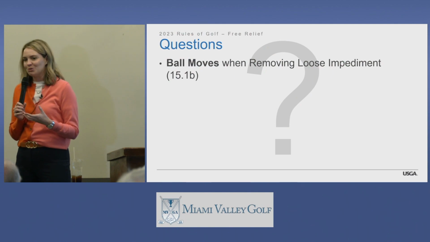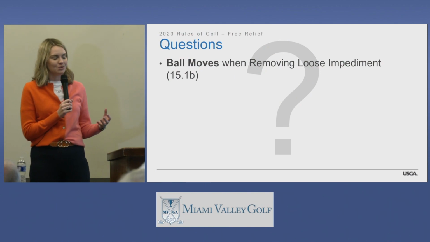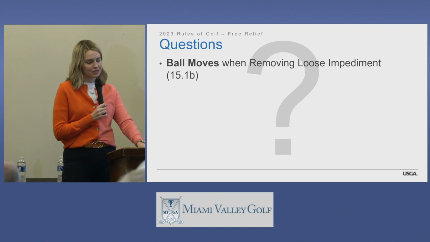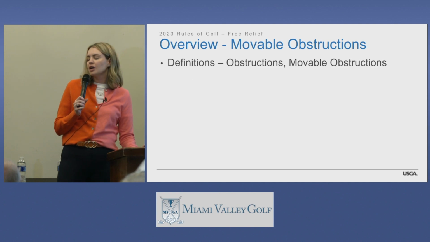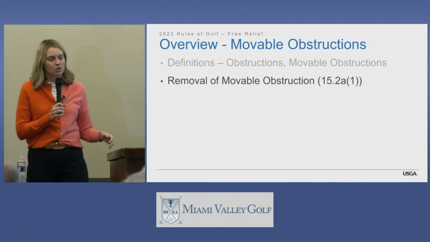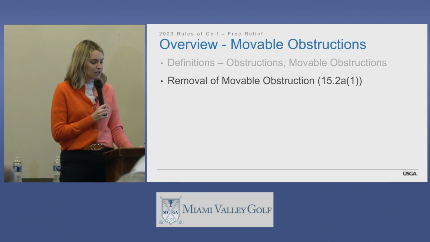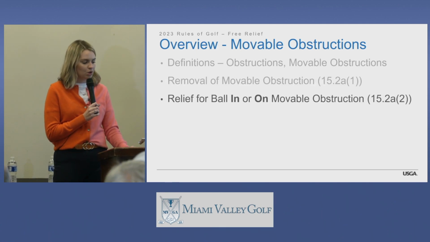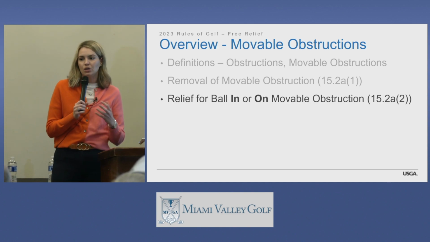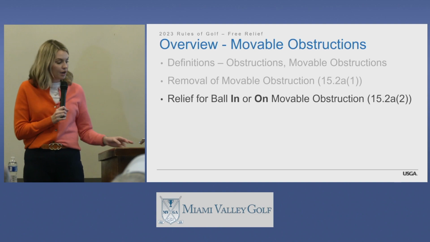We'll see a lot of similarities as we talk about these movable obstructions. The key difference is rather than these natural objects, now we have artificial ones. We have man-made objects, and because of that, we don't take on the same risk when it comes to removing these. We're not at risk for getting a penalty for causing the ball to move. We'll look at a special relief process if the ball is either in or on that obstruction.